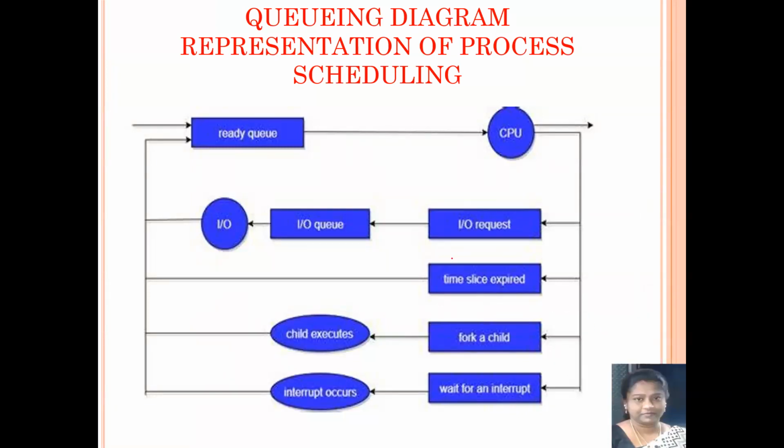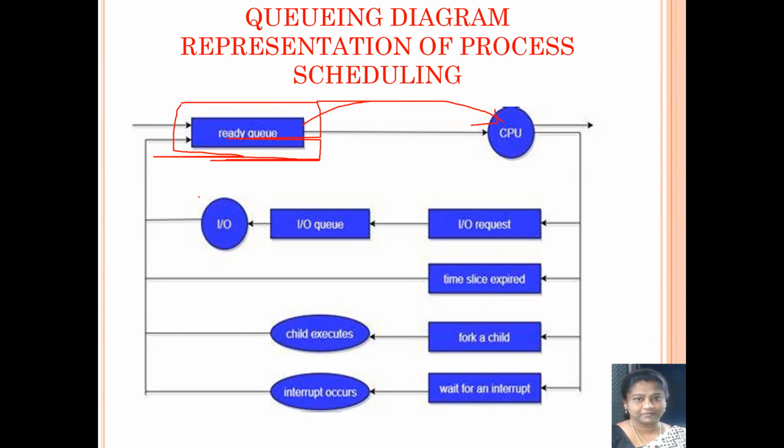Now if you look at the diagram very carefully, we have the ready queue. Now what is meant by this ready queue? Ready queue is nothing but the queue in which all the processes that are ready for execution will be waiting. So ready queue is nothing but the area, or the data structure, which is used for holding all the processes that are ready for execution. So from the ready queue only, the process will be allotted to the CPU.